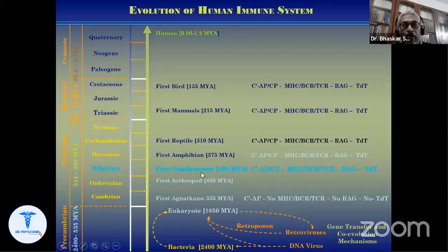And what I wanted to show here is, till the Silurian period, when we first got the gnathostomes, meaning the animals with jaws, the whole immune system was only complement and other innate immunity proteins, but there was no MHC, no B cell receptor, no T cell receptor, no recombination activation genes, or terminal deoxynucleotidyl transferase, which are required for generation of the diversity and wider specificity for the antigens, for these antigen-specific receptors BCR and TCR.